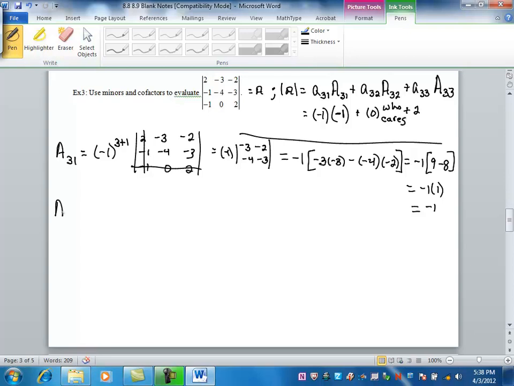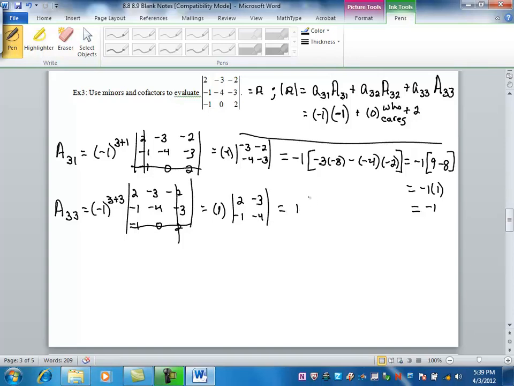So let's find the cofactor, row 3, column 3, negative 1 to the 3 plus 3. Here's my matrix once again: 2, negative 3, negative 2, negative 1, negative 4, negative 3, negative 1, 0, 2. Alright, so we've got negative 1 to the 3 plus 3, which is 1. And we're going to need to knock out row 3, column 3. So we've got 2, negative 3, negative 1, negative 4.